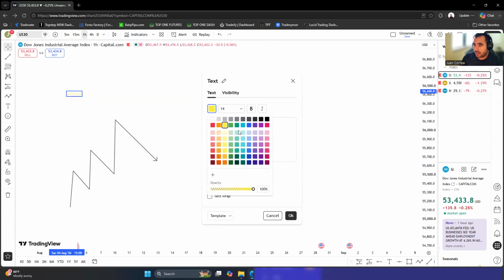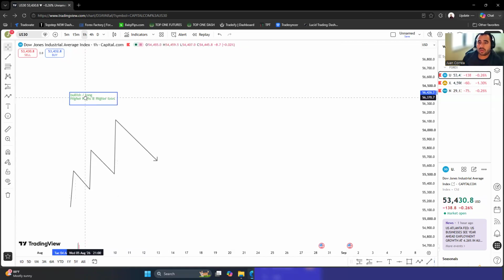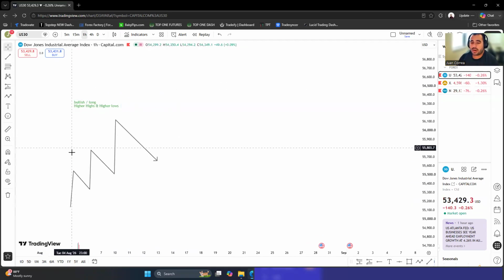And put this green, bullish. You can put it whatever color, but bullish most likely is green, or you can say long as well. Okay. So that's when you create higher highs and higher lows. So that's a bullish market. Bullish market: higher highs, higher lows, higher highs, higher lows, higher highs, higher lows.